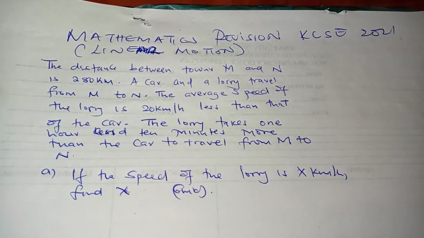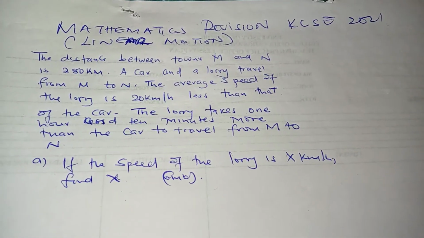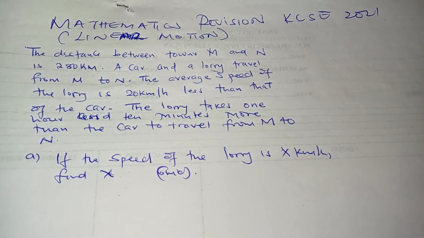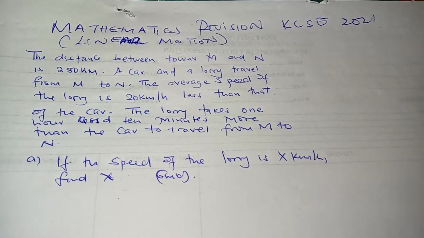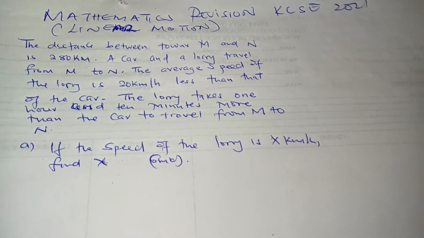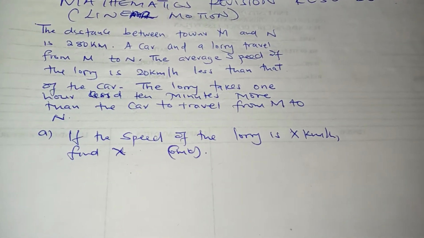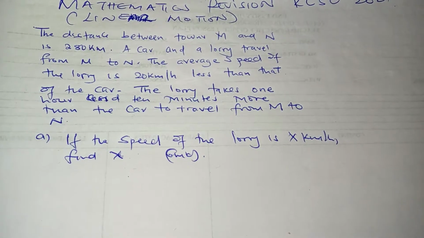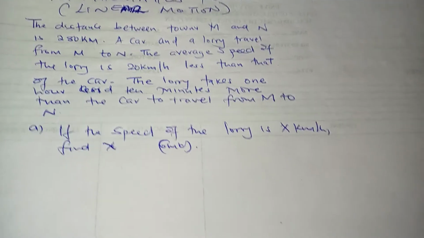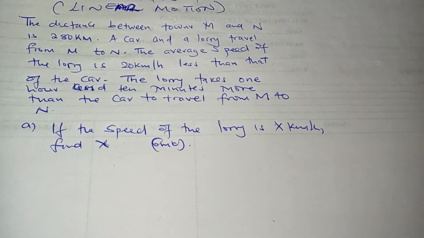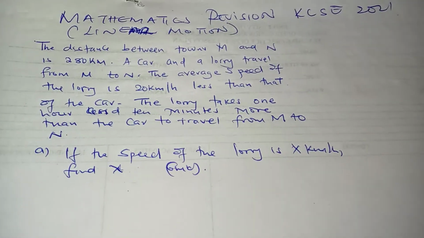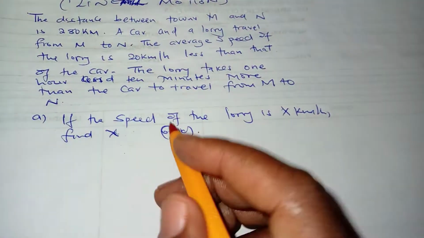Okay, so the question reads: the distance between towns M and N is 280 kilometers. A car and a lorry travel from M to N. The average speed of the lorry is 20 kilometers per hour less than that of the car. So the lorry takes 1 hour and 10 minutes more than the car to travel from M to N. If the speed of the lorry is x kilometers per hour, find the value of x. 6 marks. Okay, so let's go quickly to the solution.